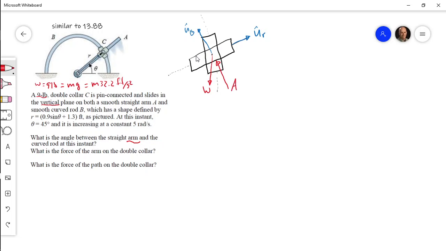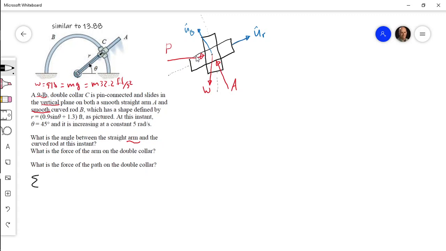And then from the path, that's going to be perpendicular to the path, which is not aligned with the radial direction. So I'm going to put that like this. And here's the path. Alright, so we have considered weight, we've considered contact, we're told it's smooth, so there's no friction, and that should be everything. Next, write the equations of motion. So let me switch back to black.